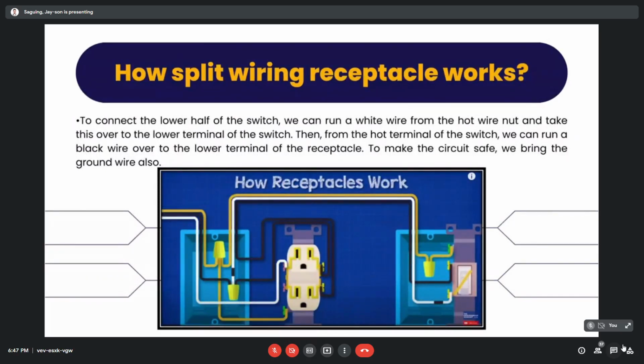So to connect the lower half of the switch, we can run a white wire from the hot wire nut and take this over to the lower terminal of the switch. Then from the hot terminal of the switch, we can run a black wire over to the lower terminal of the receptacle. So to make the circuit safe, we bring the ground wire also. So in this case, naanay conductor or wire naka-connect sa iyang lower hot terminal. So this is the connection gikan sa switch. And also, we also attach some grounding conductor and neutral conductor sa switch to complete the circuit. So let us see what will happen here.